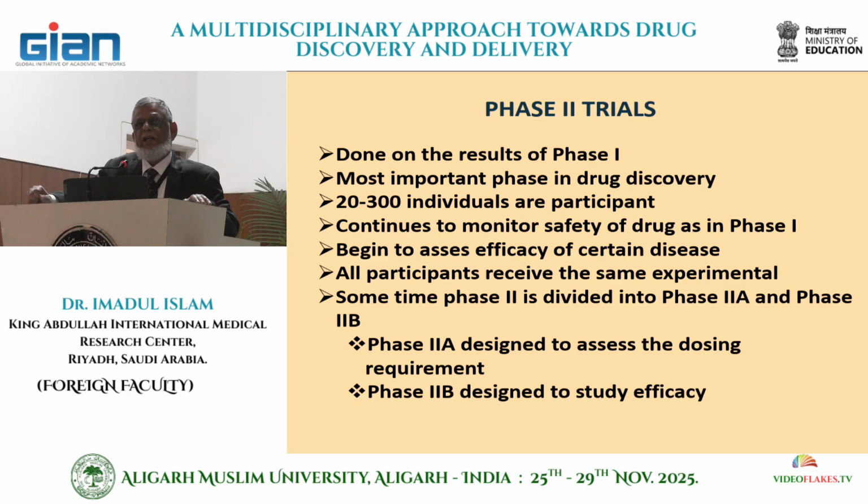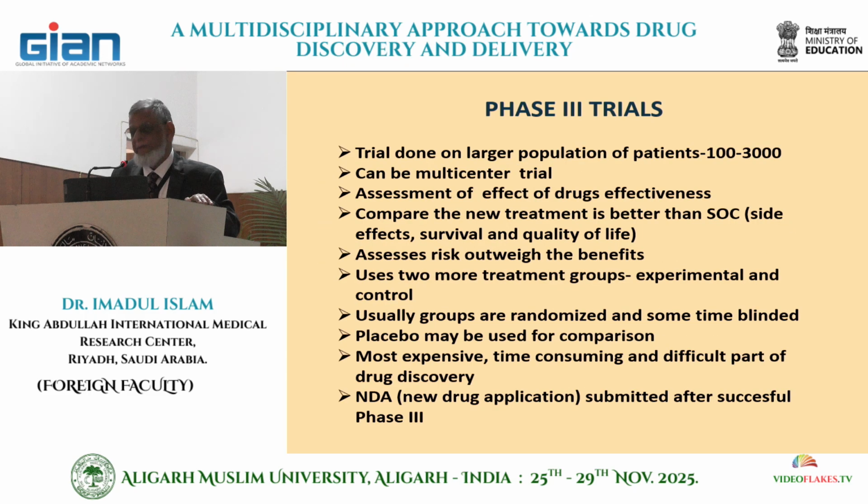In phase 2 trial, done on the results of phase 1, the most important phase in drug discovery. Here we use 20 to 300 individuals or participants. We continue to monitor the safety of the drug, whether it is safe or not. Begin the assessment of efficacy in a certain disease. All participants receive the same experimental dose so that we know it is working. Sometimes phase 2 is divided into phase 2A and phase 2B. Phase 2A is designed to assess the dosing requirement, and phase 2B is designed to assess efficacy of the molecule.